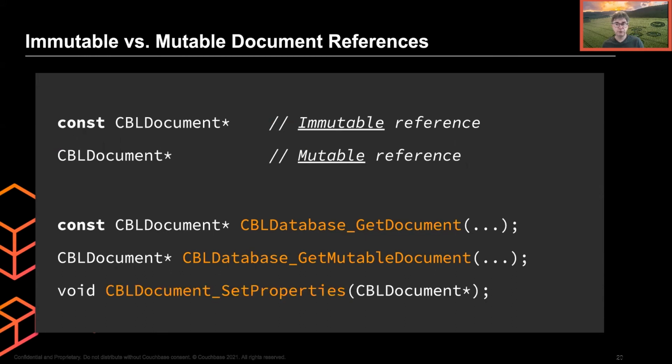And the different things you can do with mutable documents are that you can pass them to some of these functions that will only accept a mutable reference, like set properties. If you just took the reference that you got from get document, you could not pass it into set properties. The compiler would complain that you're passing a const pointer into a non-const parameter. So we have some good type checking there.